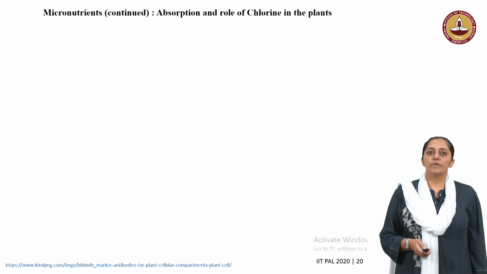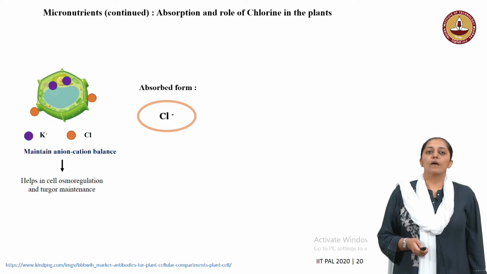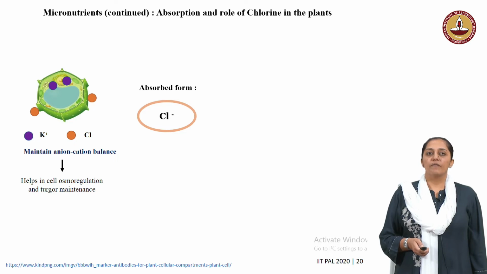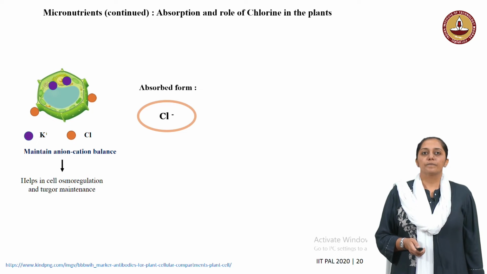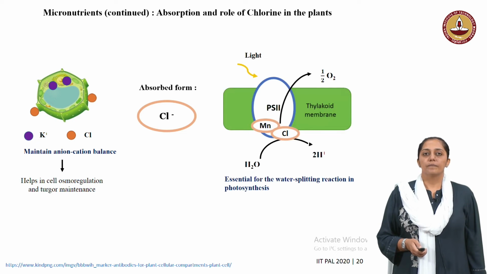Now, how is chlorine absorbed and what role does it play in the plant? Chlorine is absorbed in the form of chloride ions, where along with potassium, chloride ions also help in maintaining the ion cation balance by efflux and influx. It helps in cell osmoregulation and maintaining the turgor. Along with manganese, it is essential for the water splitting reaction in the presence of light during the light reactions of photosynthesis.